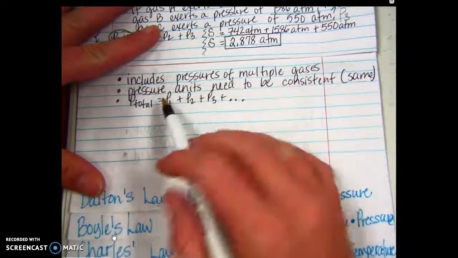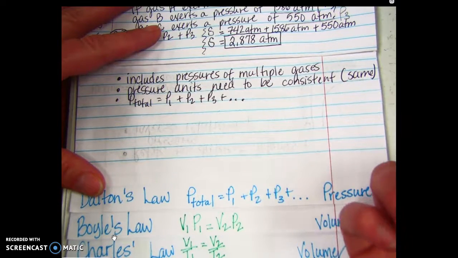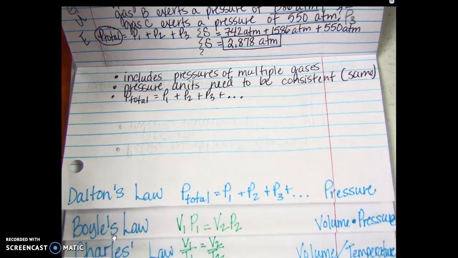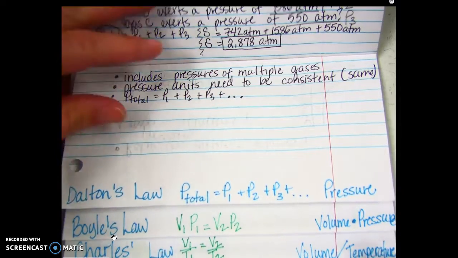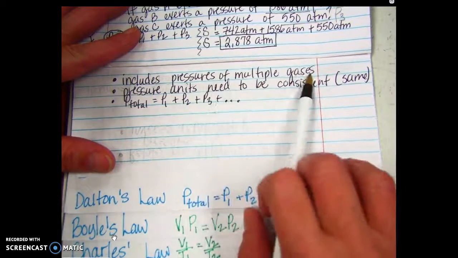Okay, Dalton's law includes pressures of multiple gases. When I blew into the balloon, you saw the balloon expand, but there's the pressure from the nitrogen and the water vapor and the oxygen and the carbon dioxide, and everything I exhaled into that balloon made up the total pressure going on the balloon. So it includes pressures of multiple gases.